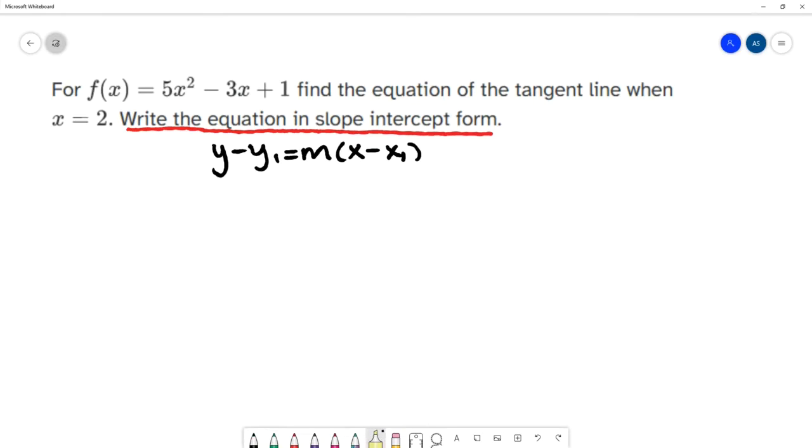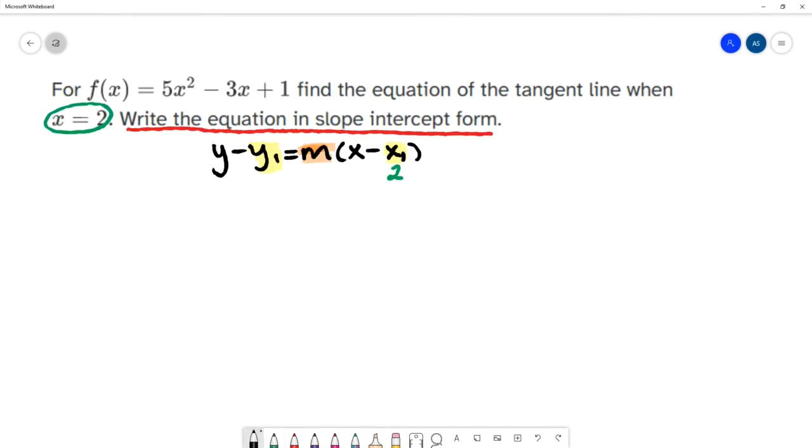So in order for us to do the algebra, we have to know an ordered pair, x1, y1, that's going to be a point that's on the line. And then we also have to know the slope of the line. We are given x equals 2, so we know the value that we're going to plug into x1. We don't know the slope and we don't know the y value.